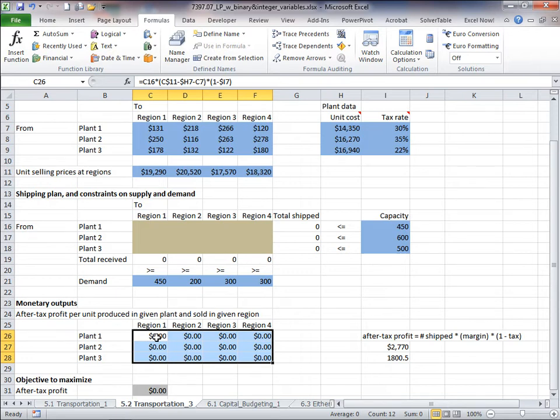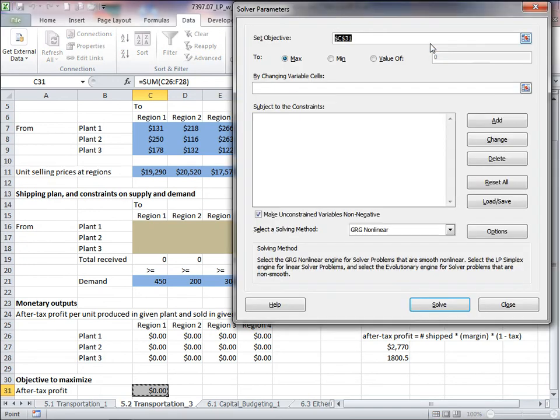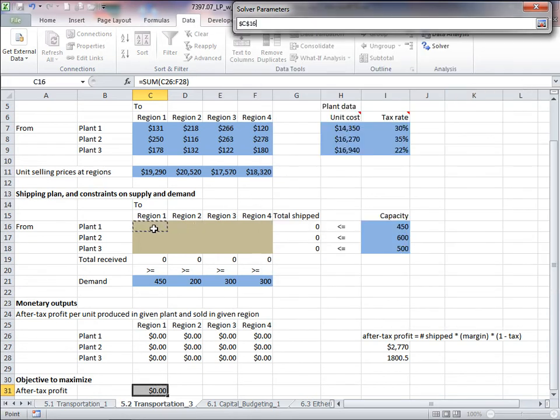All right, so what I want to do now is what? Set up the solver model. All right, so now my objective function is no longer to minimize cost. It is, in fact, to maximize after-tax profit. So I'm going to maximize profit. I'm going to do that by selecting which regions I satisfy from which plants.